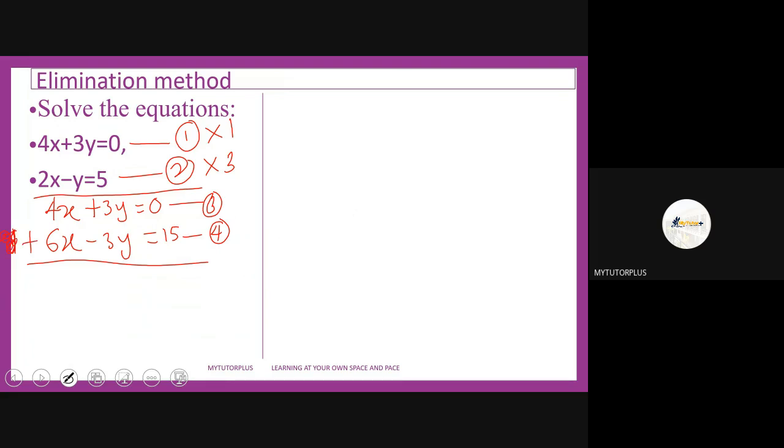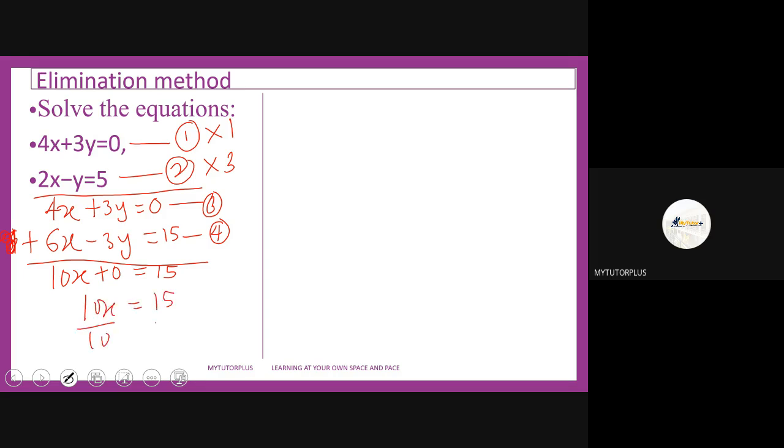So from what we have here now, 4x plus 6x will give us what? 10x. Then, of course, this one, what will happen to it? They will cancel each other, right? They are going to cancel each other. That's going to be plus 0, equals to 0 plus 15. That will give us 15. So I'm going to have 10x now equals to 15.